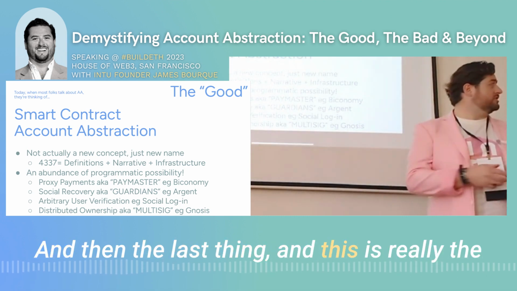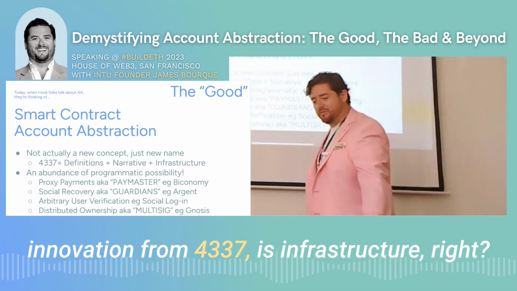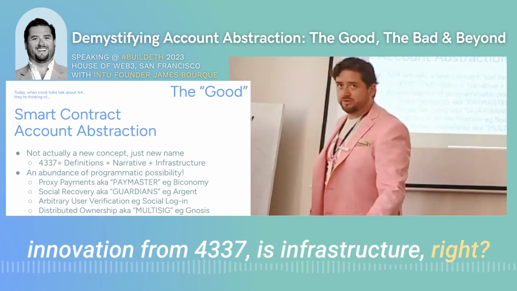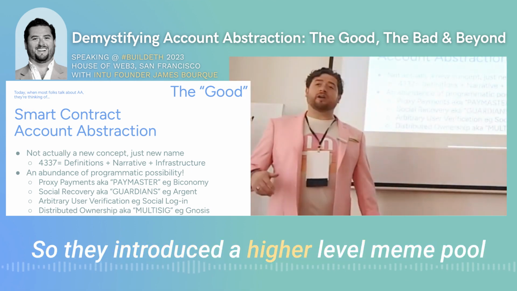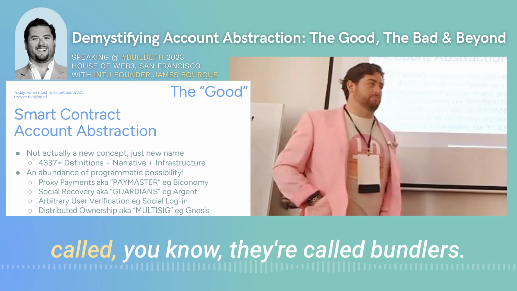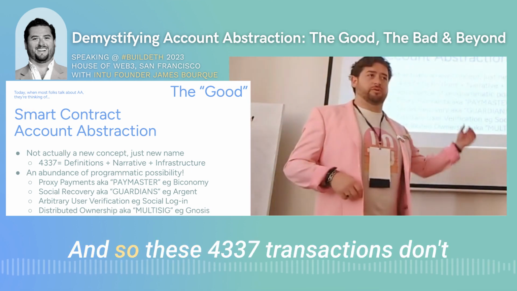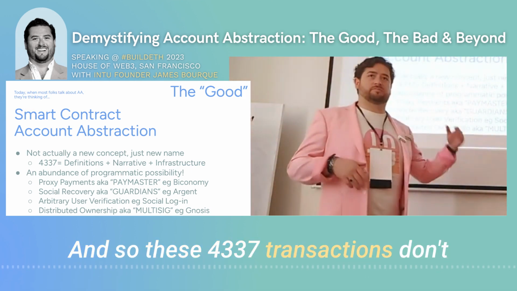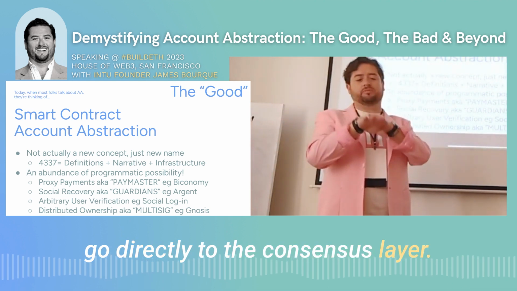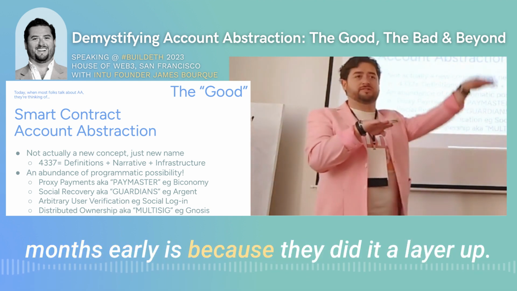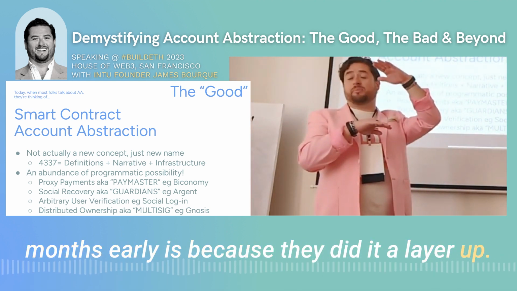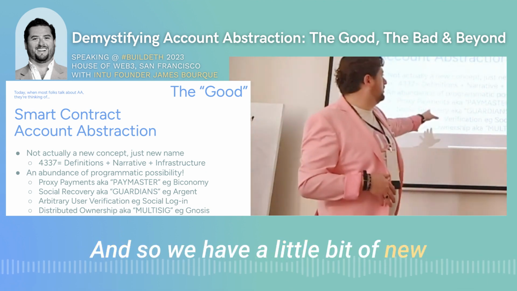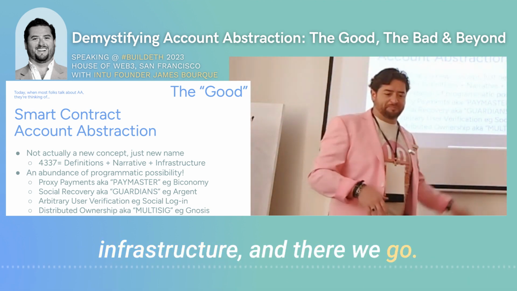And then the last thing, and this is really the innovation from 4337, is infrastructure, right? So they introduced a higher level mempool, they're called bundlers. And so these 4337 transactions don't go directly to the consensus layer. The reason they were able to do it 4 months early is because they did it a layer up, right? And so we have a little bit of new infrastructure, and there we go.